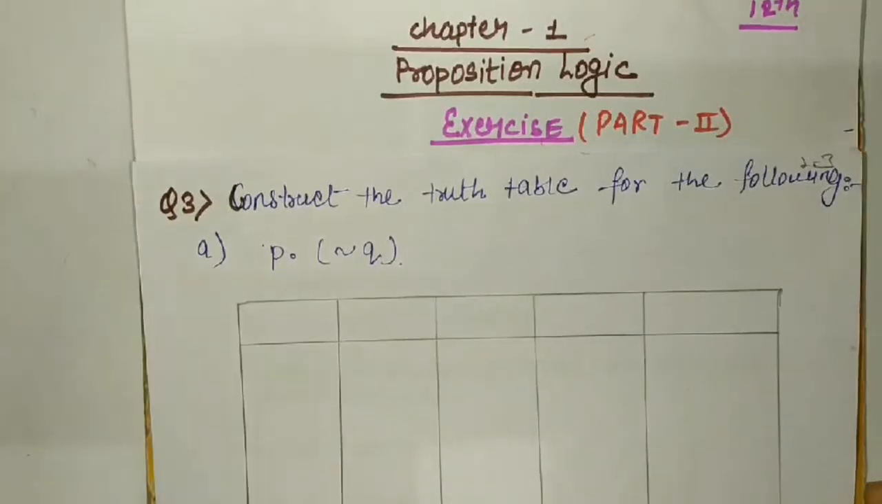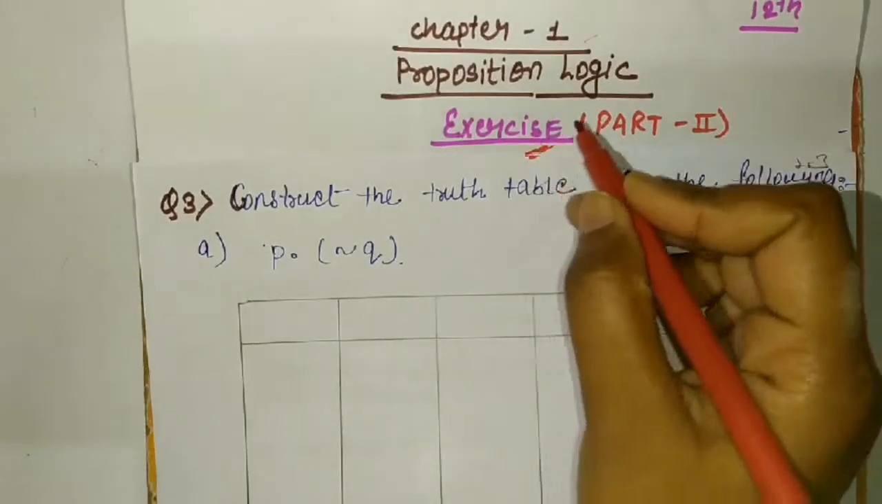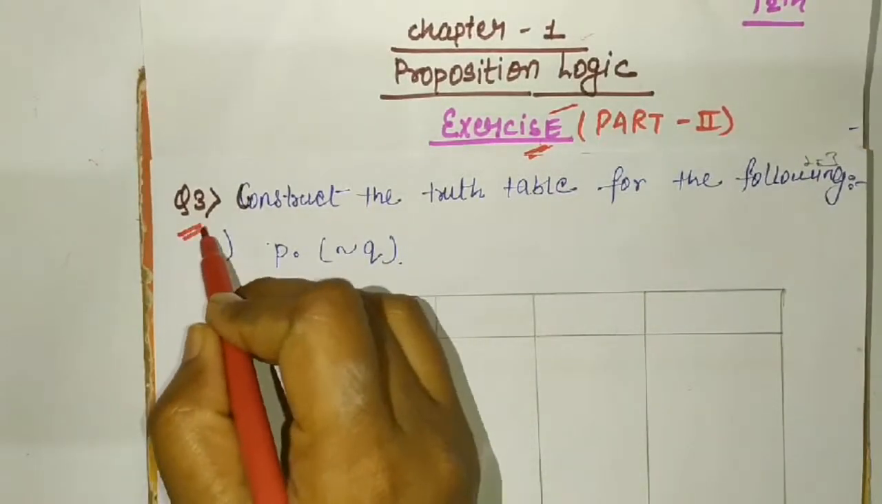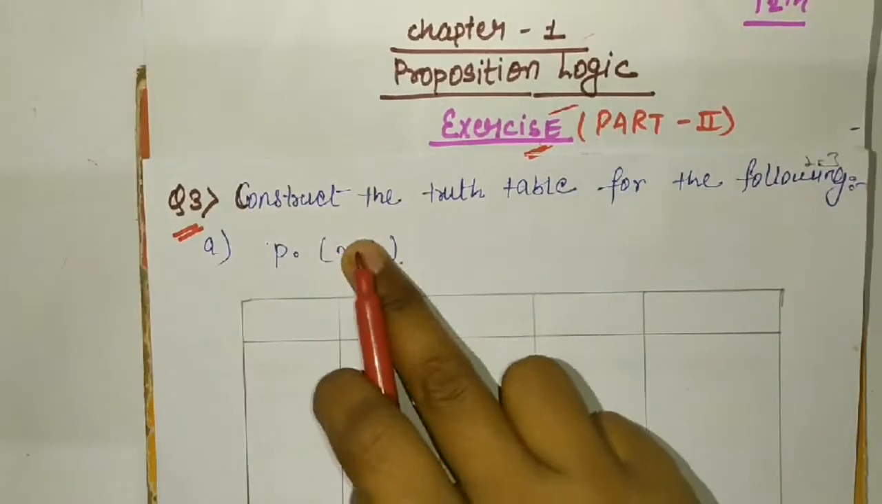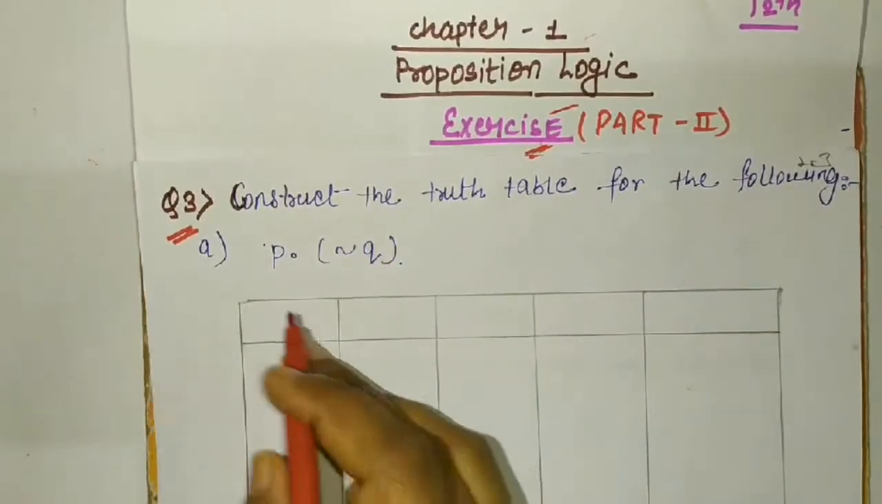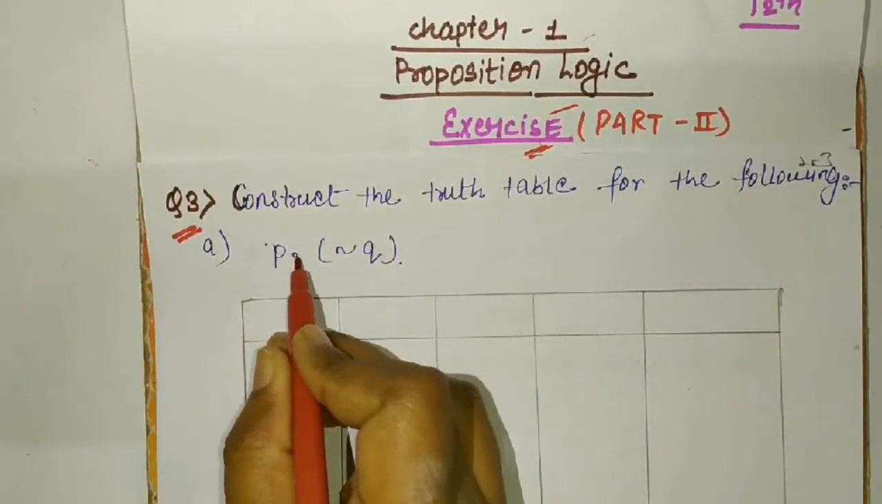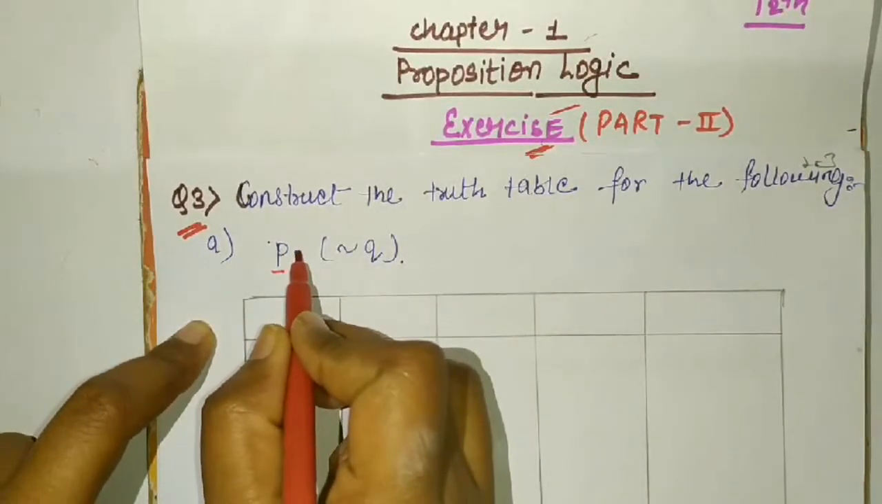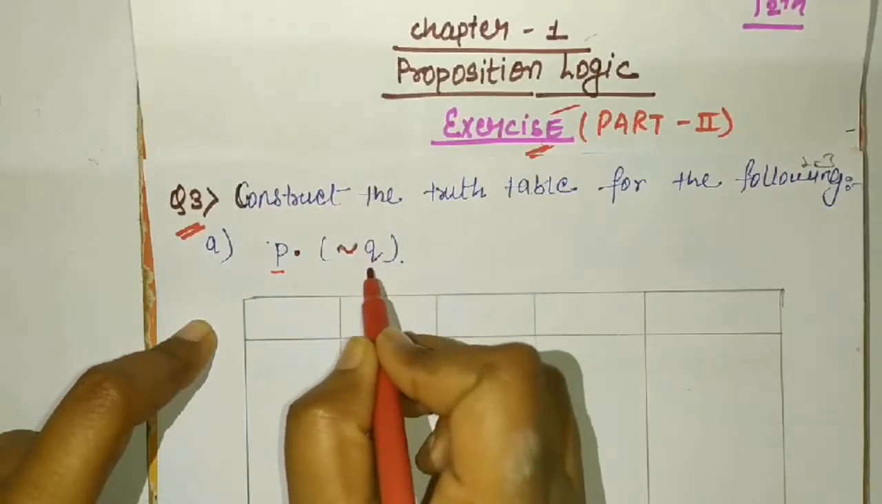Welcome everyone. This is the second part of the exercise on propositional logic. Here we take the example of a truth table. We construct the truth table of the following question: P into Q, not Q. P, this is the AND operator, not Q.